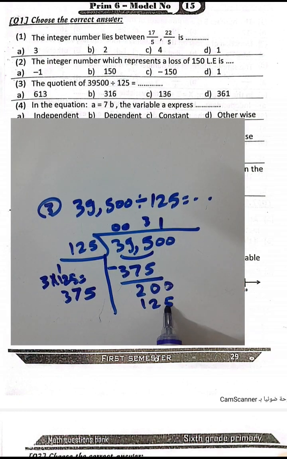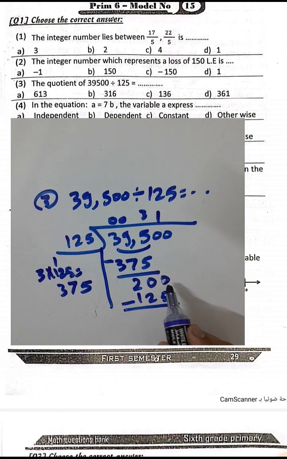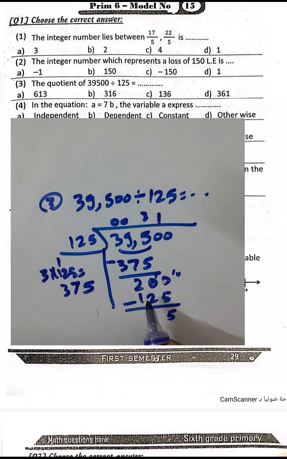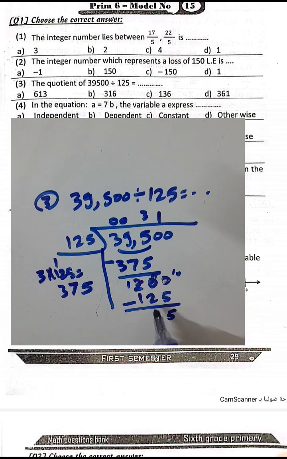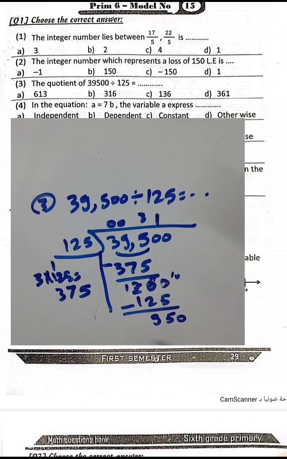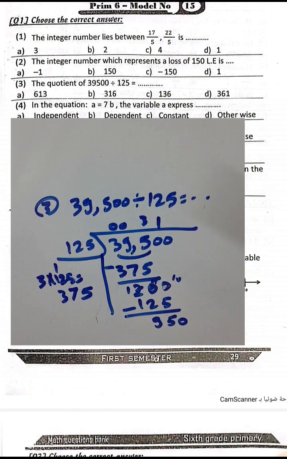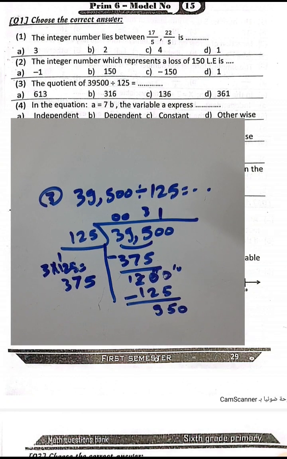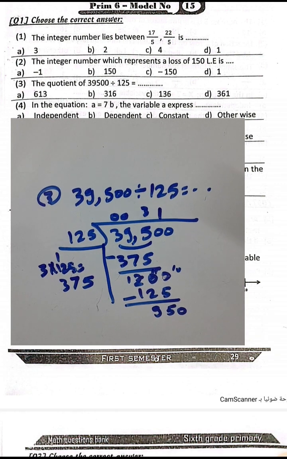Write 125. And then the difference between them will be what? 0 minus 5, we can't do it. It will be 10. And here 1. 10 minus 5 will be 5. Borrow 1 from 2, 1. And here 11 minus 2 equals 9. And then drop 0. 950 divided by 125.